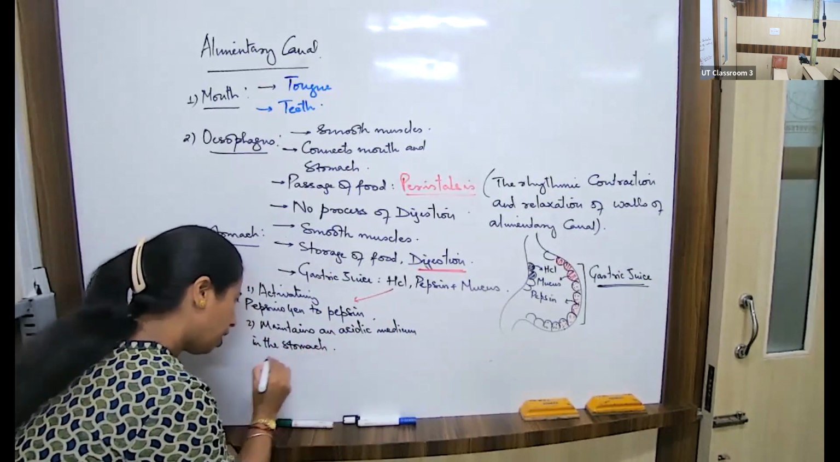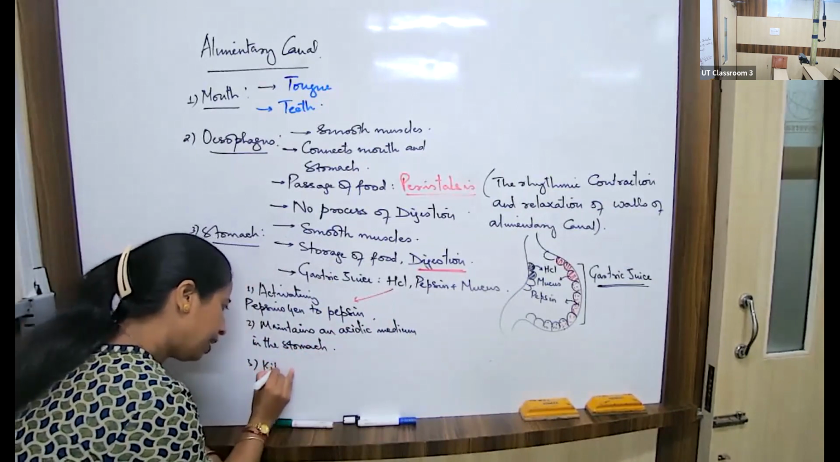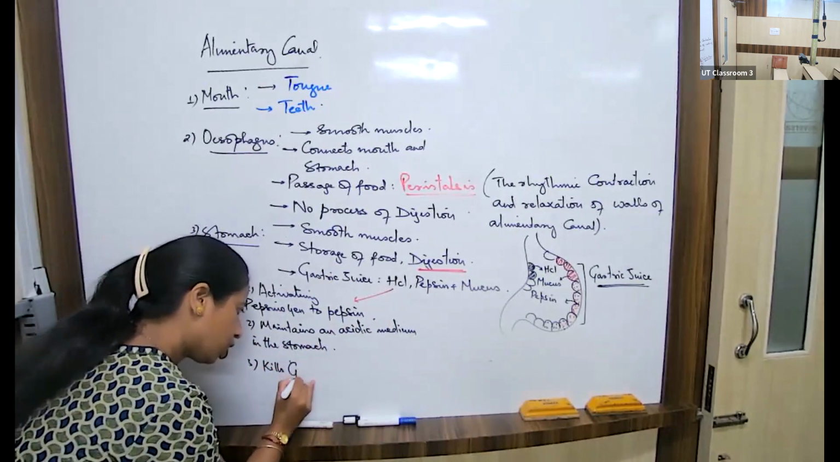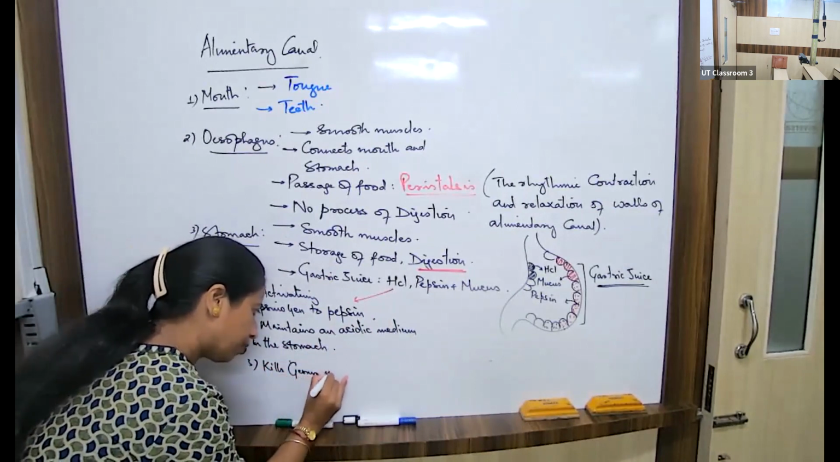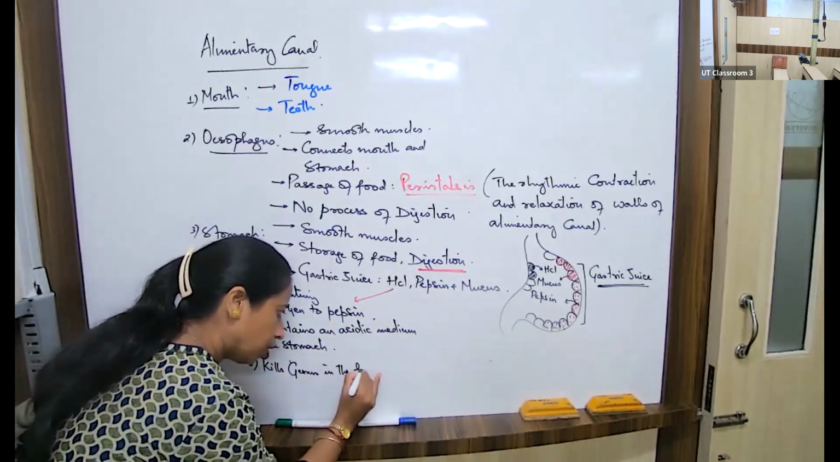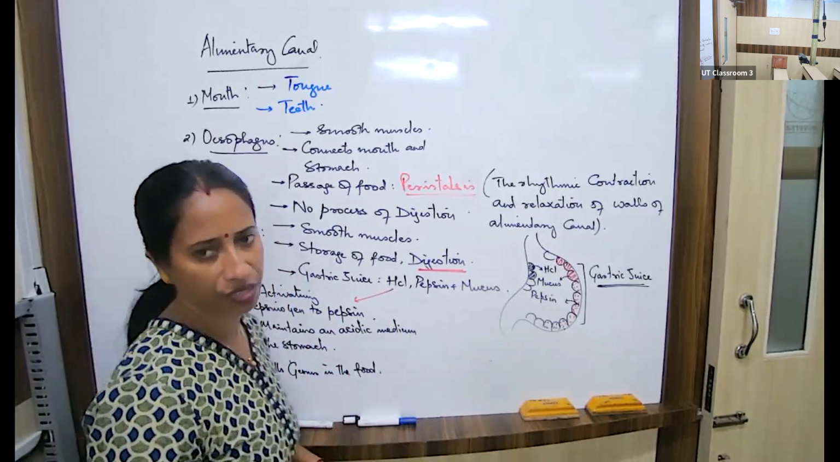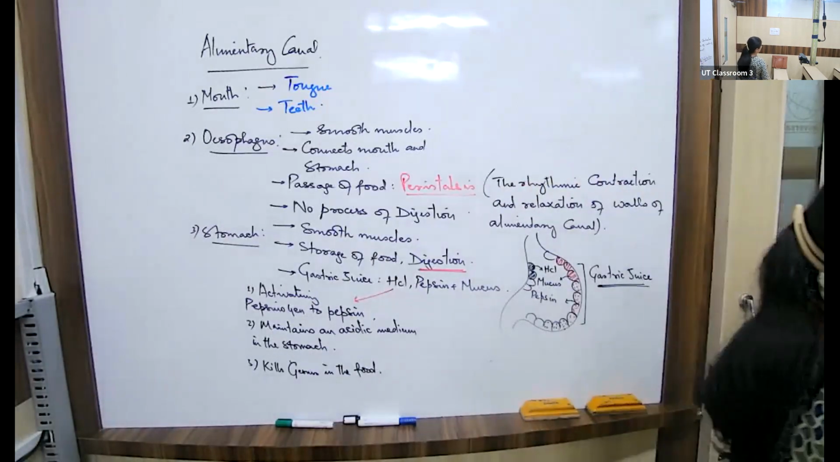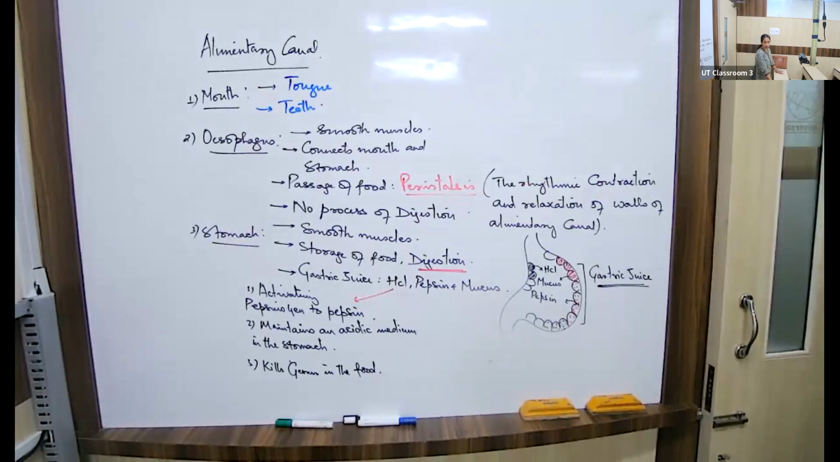What else? It also helps in killing germs, kills germs or bacteria if at all in the food. So these are some common functions of hydrochloric acid that you are supposed to write. Now, killing germs and bacteria if at all in the food.